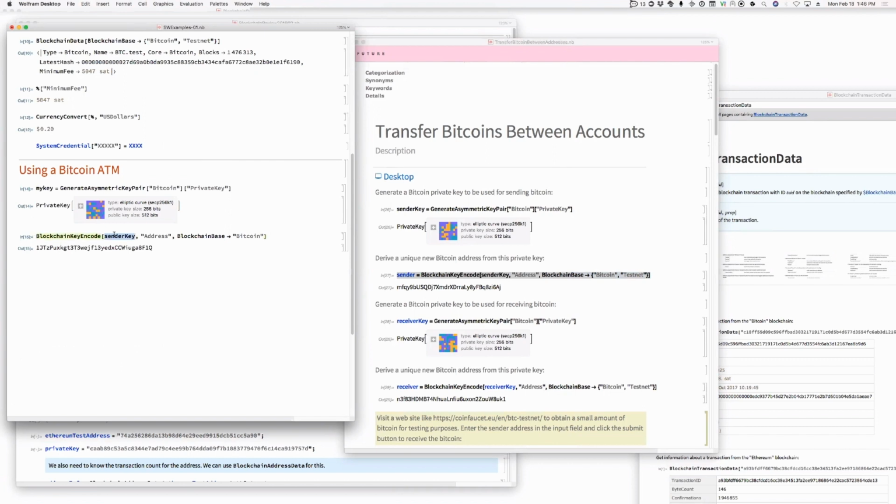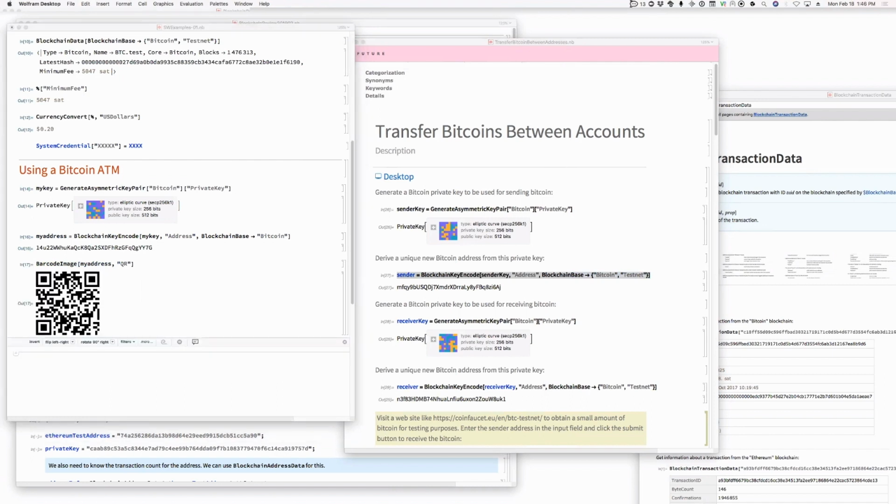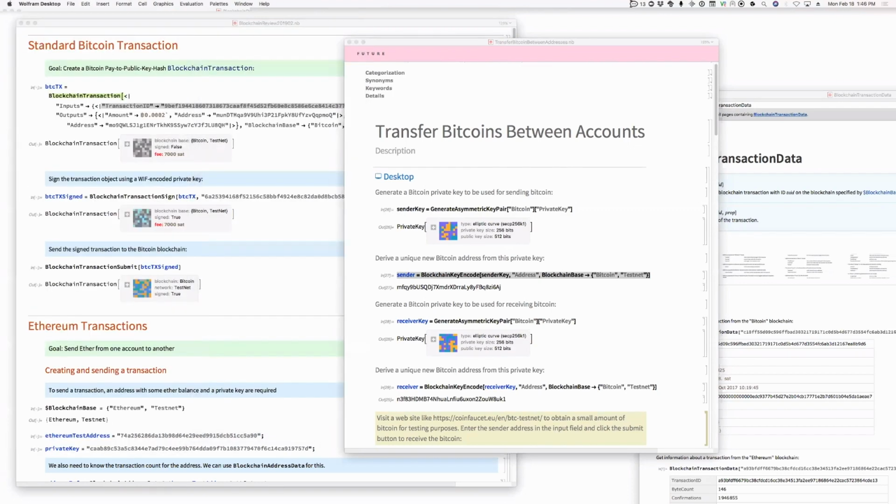Actually, I want to say my key here. Okay, so now I would say barcode image of my address, my QR code. And you can do a send message using MMS to send that barcode to your cell phone. Let me see what happens if I try doing that.